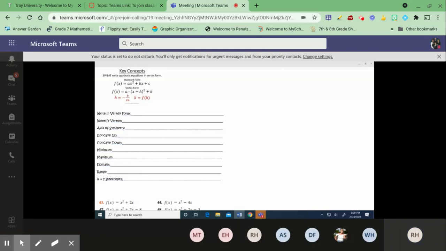H and K are my vertex. So my vertex for this equation is 2 and negative 16.